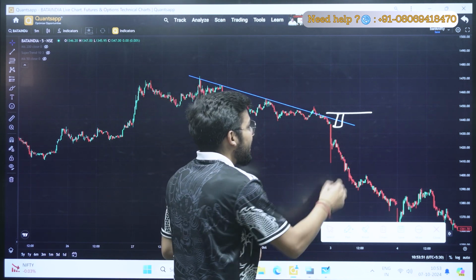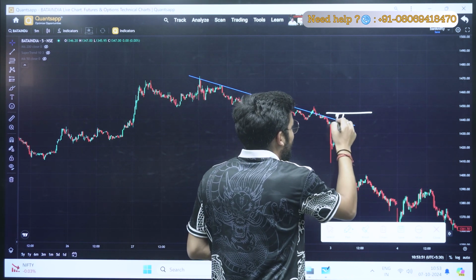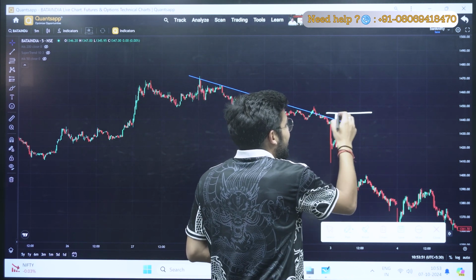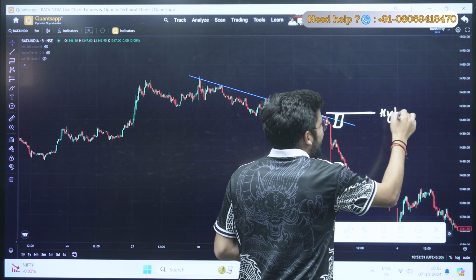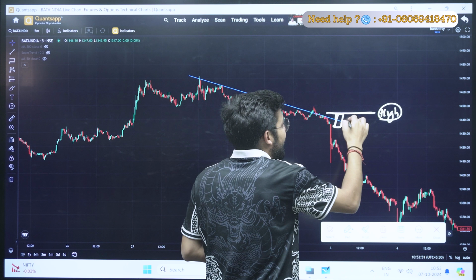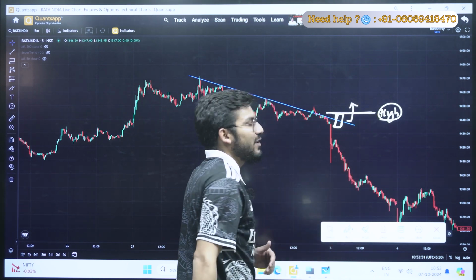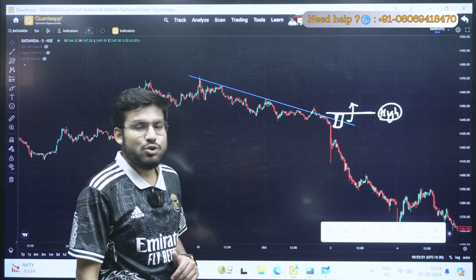Okay, what to do? Whenever you get a breakout, just wait for the candle to close. Okay, and then when this candle closes, just mark the high of that candle. Okay, and then you can take the trade when the market breaks that high. So that will be your entry point. Okay, so that was the thing guys.